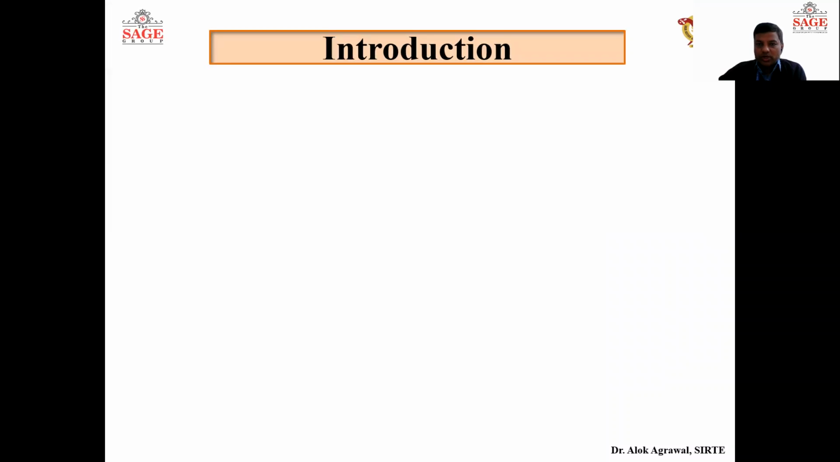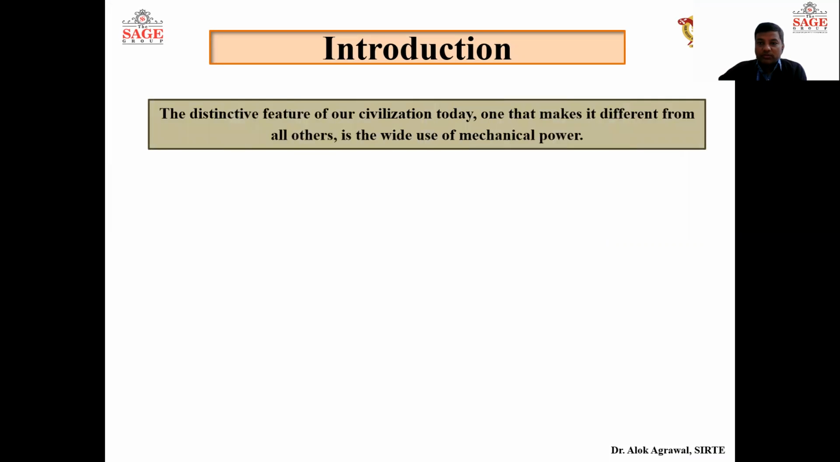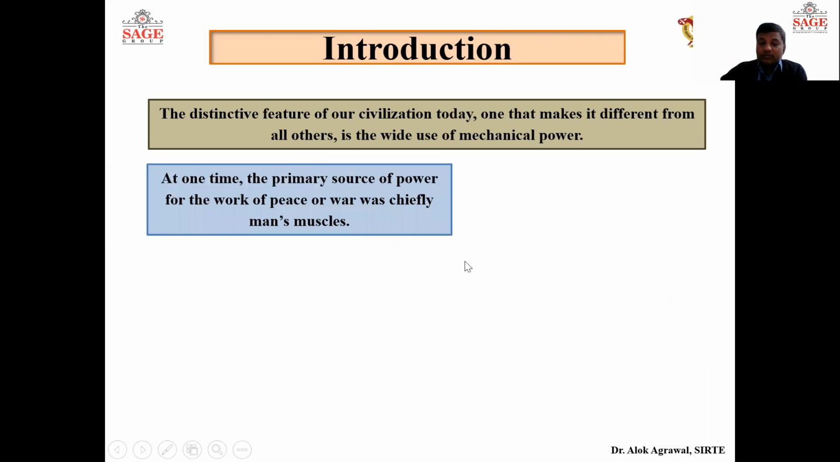So in the introduction part, first of all we are seeing what are the distinct features of our civilization today that make us different from all others, from all animals, from everyone. Why are we different? Because of the use of mechanical power. We are able to use our mechanical power.